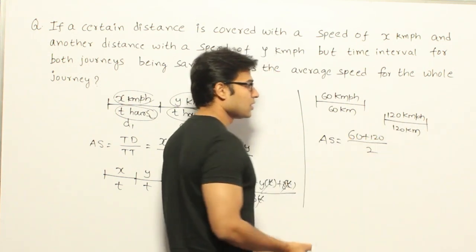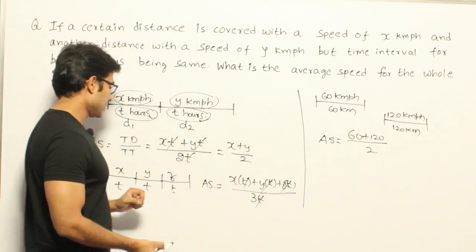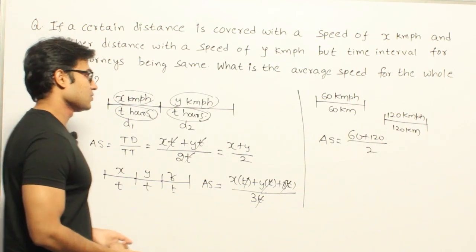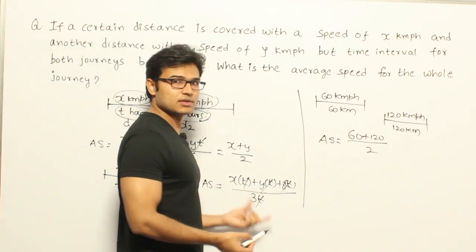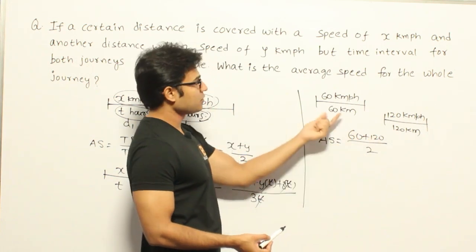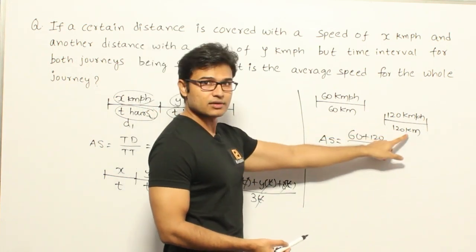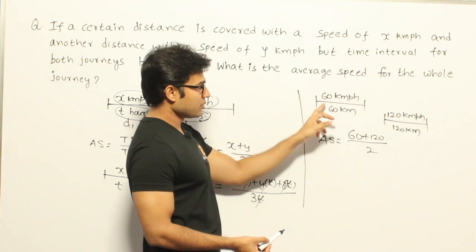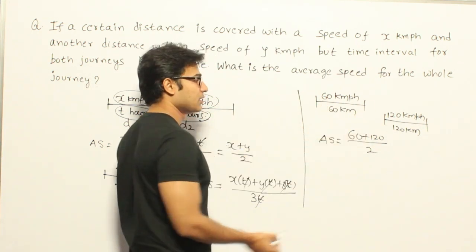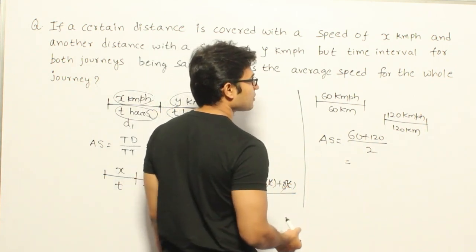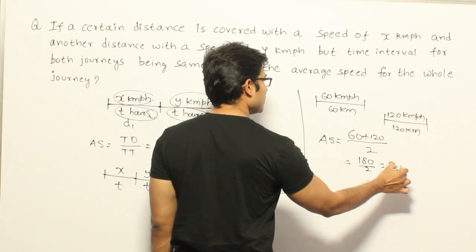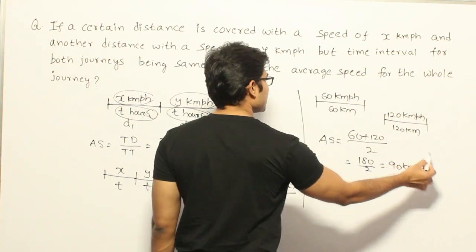See, I applied this only after knowing that in this case time is constant. Otherwise, if you had not known this, how would you solve it? Directly take total distance divided by total time. So what is the total distance here? 60 plus 120, divided by total time. If you find the total time, here you get 1 and here you get 1, so you get 2. Got it? Okay, now what is the answer here? It is 180 divided by 2, so 90 kilometers per hour is the answer.